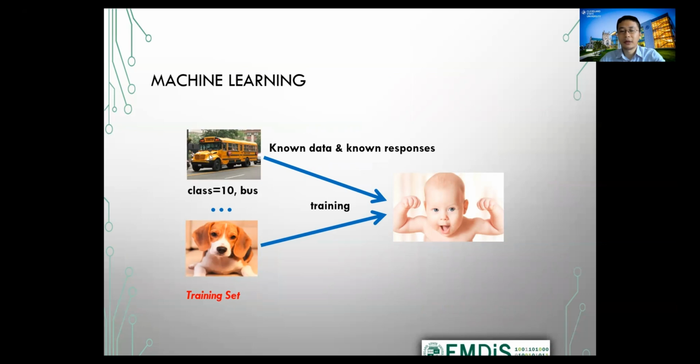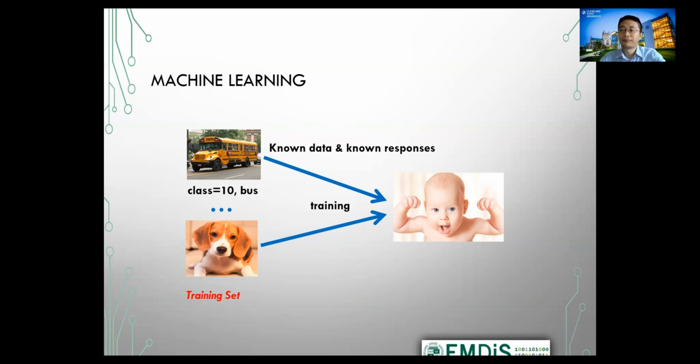Say, show the baby, "Hey baby, this is a bus." And show another card, "Hey baby, this is a dog." This data is called the training data. We show the data of the training data to train the baby. Each image has the known response. So we know this is a bus, and tell the baby this is a bus, and tell the baby this is a dog. And we train the baby for multiple days.